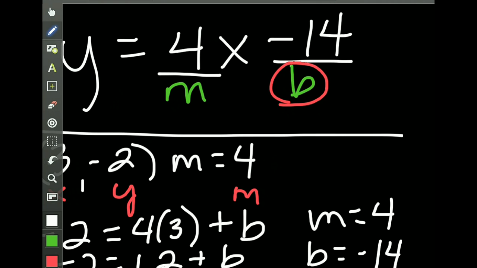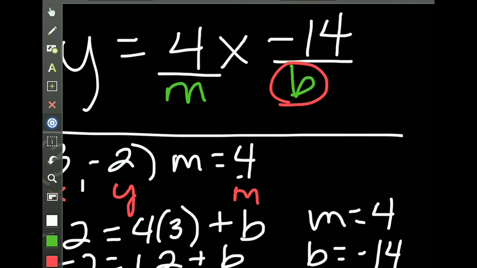So here's what a common mistake is, that people will say, well, the slope is 4, and then my y-coordinate is -2, so my equation has to be y equals 4x minus 2. That's a really common mistake.